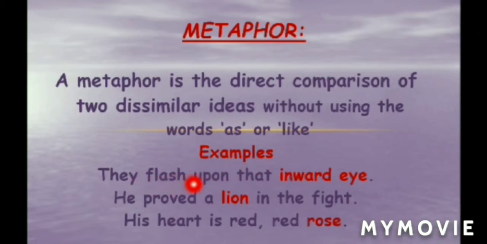Now this is an example from the poem Daffodils. Inward eye refers to imagination. It's a direct comparison of daffodils, which is they, and imagination. So it's a metaphor. In these examples, we can see direct comparison between people, they, he, and his heart, with some other things. These are examples of metaphor.